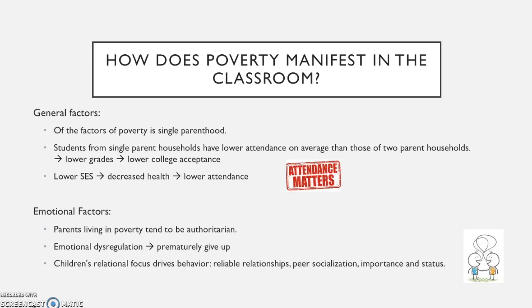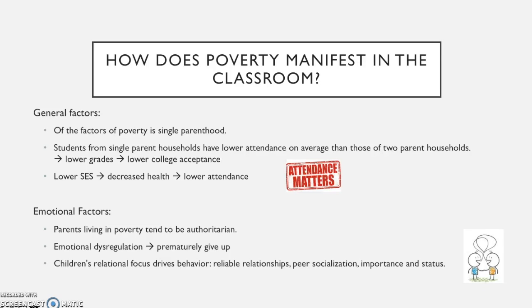Well, first of all, we have a couple of general factors. Many of these students might come from single-parent households, and students that come from these single-parent households on average have lower attendance rates than students that come from two-parent households. Lower attendance typically means lower grades and lower college acceptance. Children from lower socioeconomic statuses often have decreased health, like we mentioned before, because they aren't afforded the health care they need, and this causes them to be sick often and causes lower attendance.